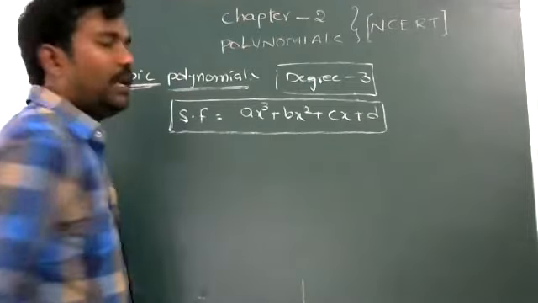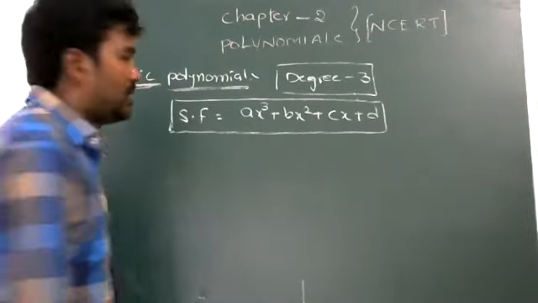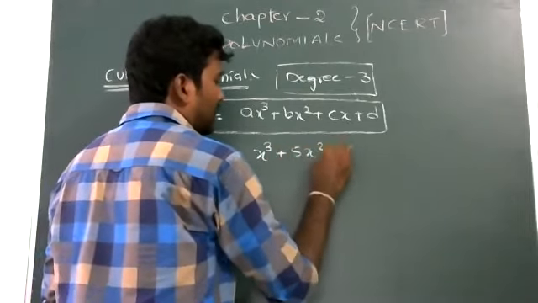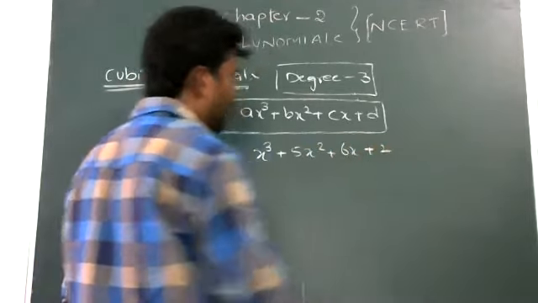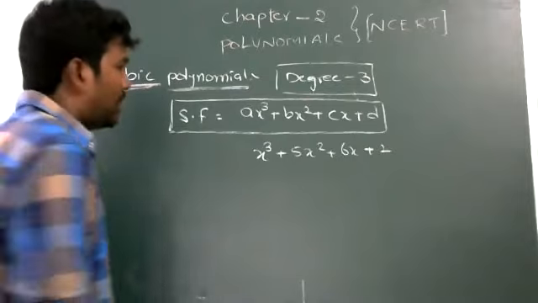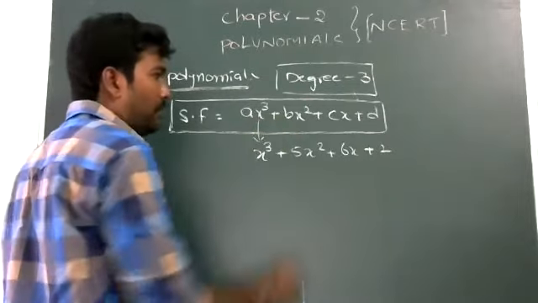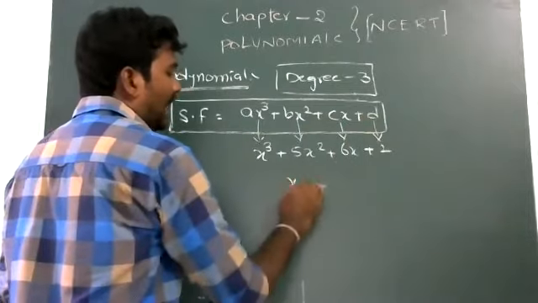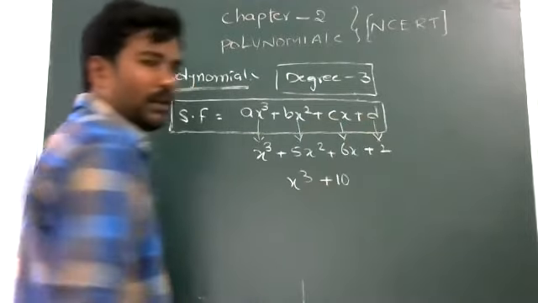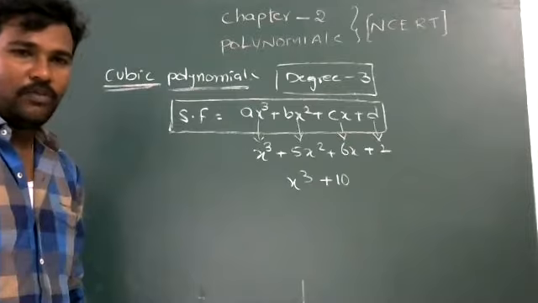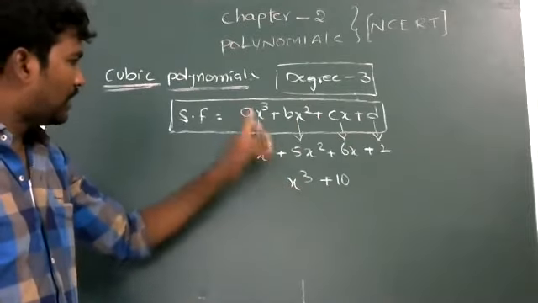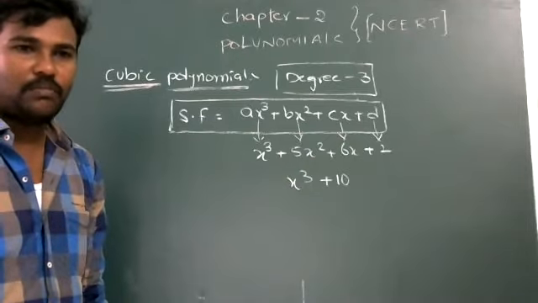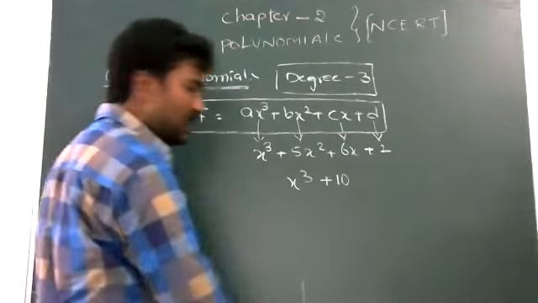So you can write any such polynomial. Suppose x cube plus 5x square plus 6x plus 2. Yes, it is a cubic polynomial. Why? Because here you can see the x cube term, x square term, x term, and constant term are there. But you can also write x cube plus 10. It is a cubic polynomial. Why? Because here the cubic term is there, and then the constant term is there. Where are the remaining two terms? There are no such terms.